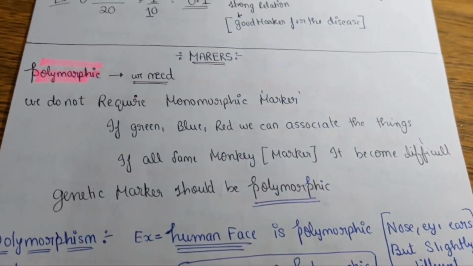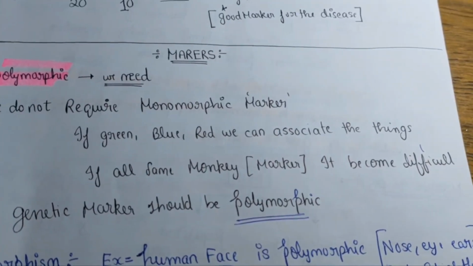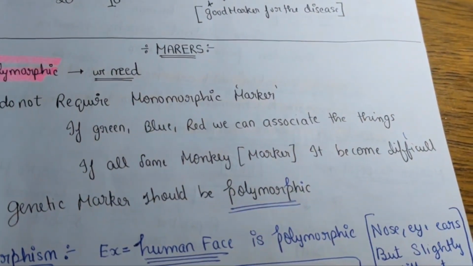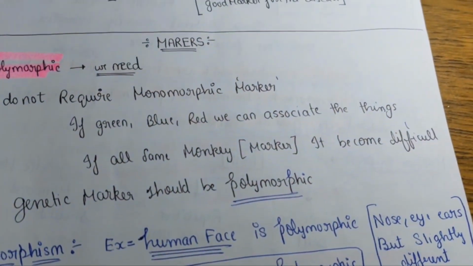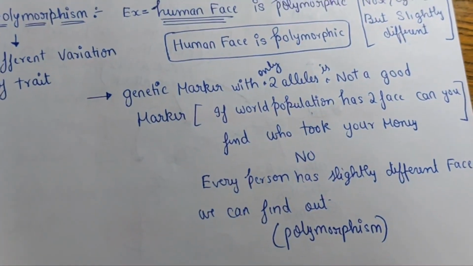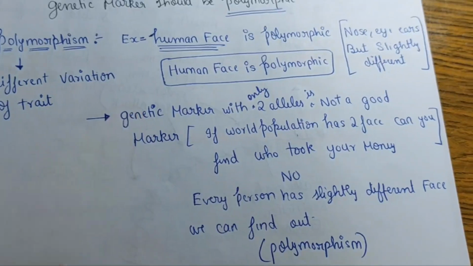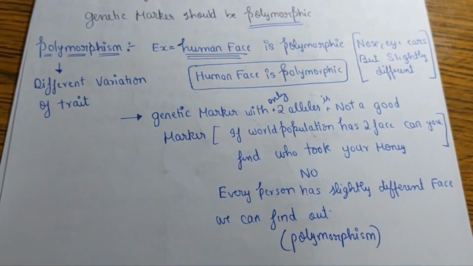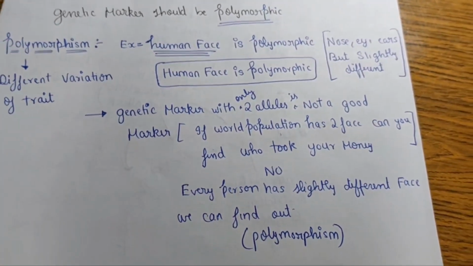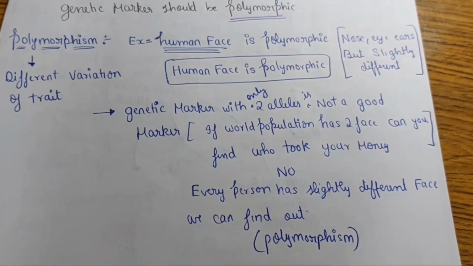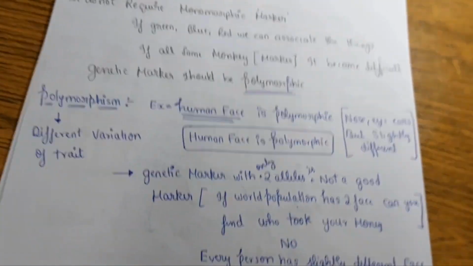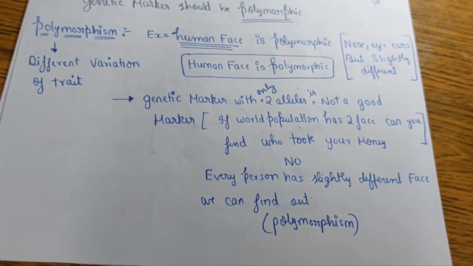We want our genetic markers to be polymorphic and not monomorphic, because it is easier to associate the disease causing gene with such polymorphic genetic markers. For example, if we consider a genetic marker which has only two alleles, we will not think of it as a good genetic marker, because, for example, in world population, if only two faces are there, then how can we know out of all the people in the world, who took our money?